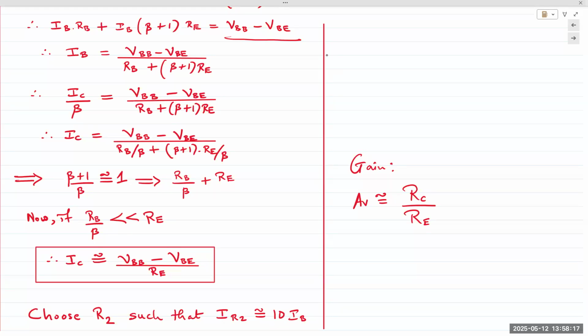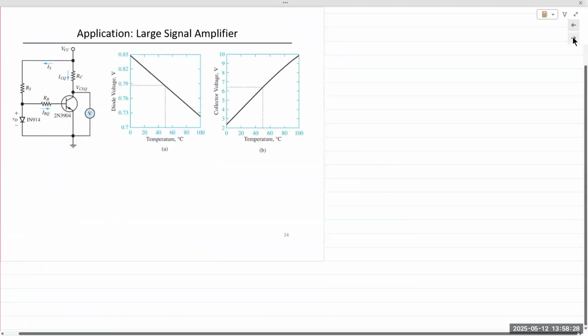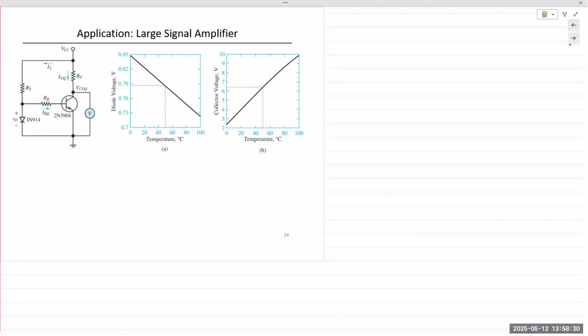All right, time, so 1:58. All right, any questions? Okay. There's some large signal application amplifier that I wanted to go through, so I'll quickly go over these, and then we'll talk about this a little bit on Wednesday.